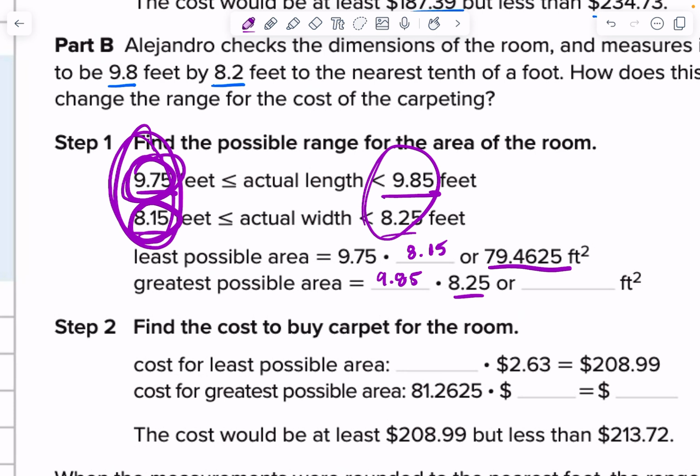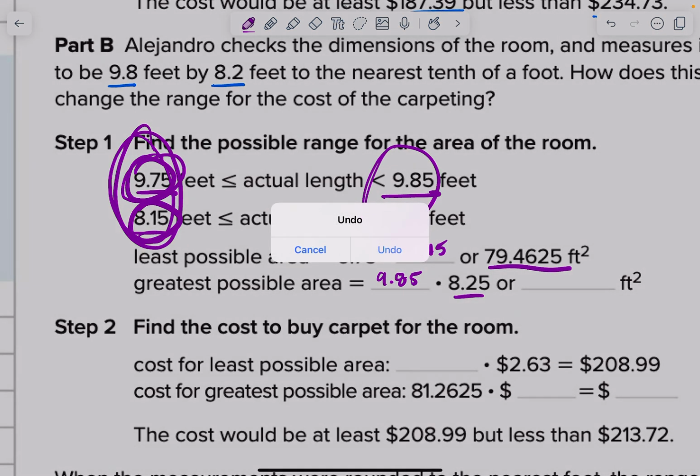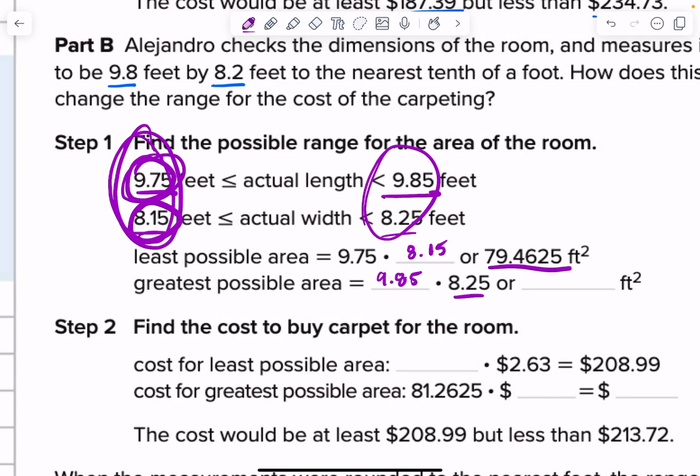Un momento, por favor. I gotta go find a calculator. Oh, there's my calculator. All right.